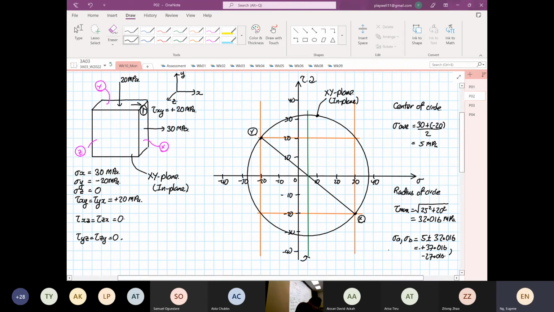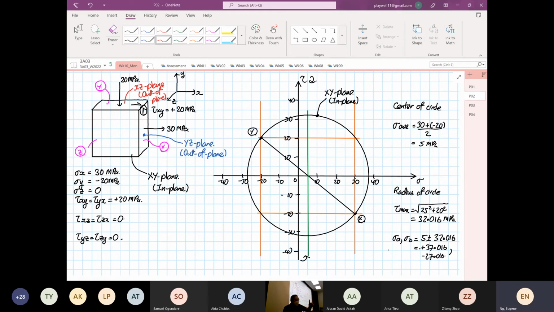Over here, the next one, this one is known as our YZ plane, and this is our out of plane. And finally, we have this surface over here. This belongs to our XZ plane, and this is also out of plane. So this is the standard 2D Mohr circle.